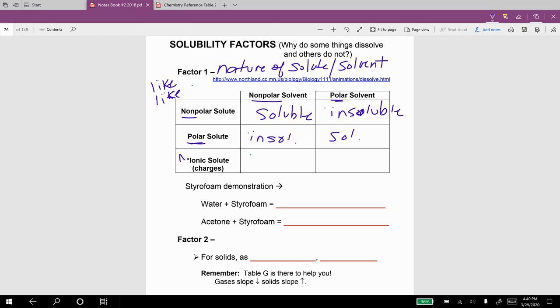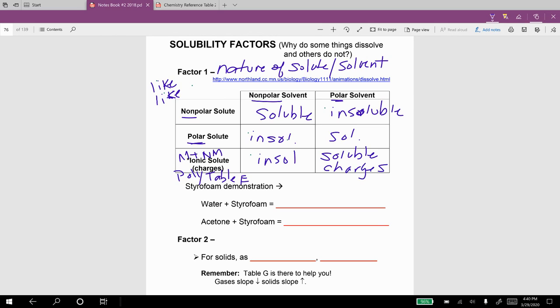And then if I have an ionic solute, what the heck is ionic again? Remember, ionic is a metal plus a nonmetal, right? Or anytime you have a polyatomic ion from table E, you also have an ionic bond. So in a nonpolar solvent, they're going to be insoluble, right? Because there's no charge. But in a polar solvent, they will be soluble because of the charges.